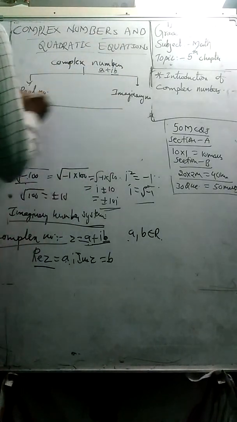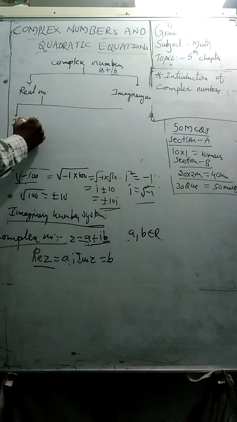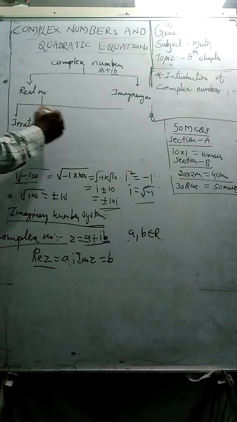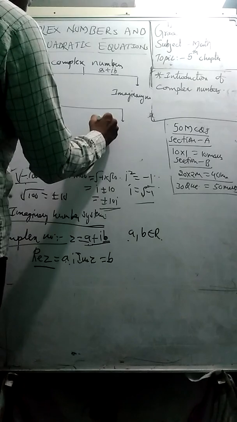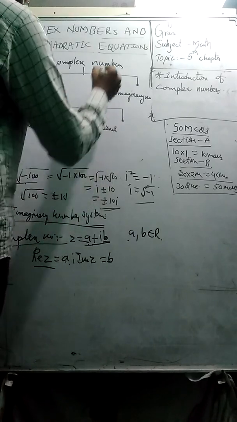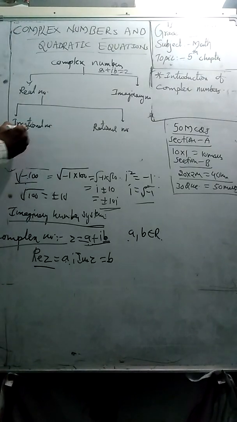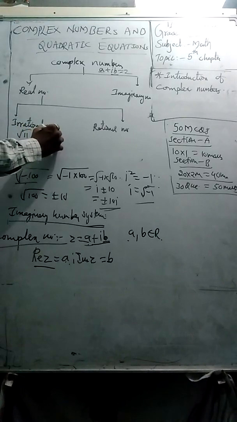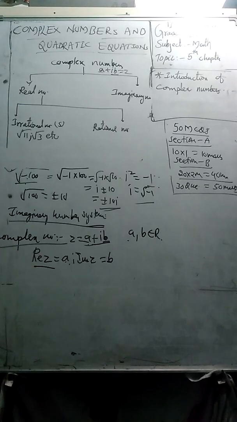Again, real numbers are divided into two: irrational, which you know are non-terminating, non-repeating, and rational numbers. But irrational numbers we cannot define exactly, as you know, root 11, root 3, etc. I mean non-terminating, non-repeating, like pi.